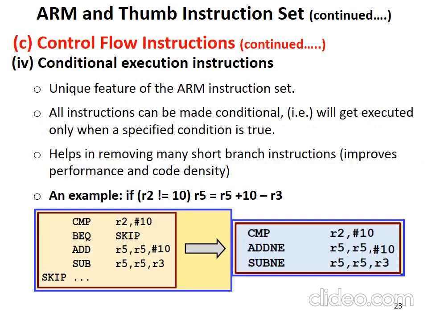An example for conditional execution instruction is given here. It is a unique feature of ARM instructions, that is conditional execution. Here all instructions are made up of conditions, that is, an instruction will get executed only when a specified condition is true. When it's not true, the instruction is not executed. It helps in removing many short branch instructions. It improves the performance and code density.